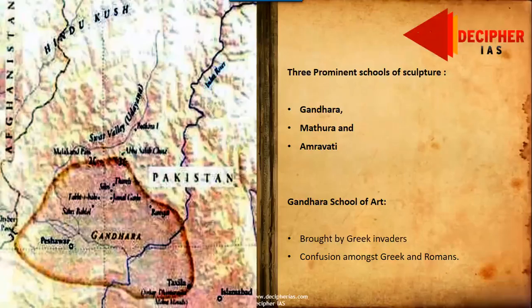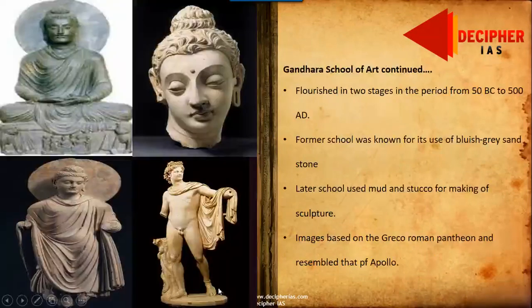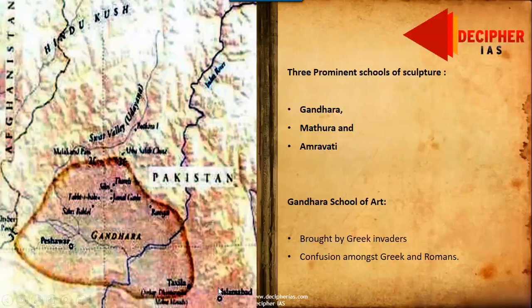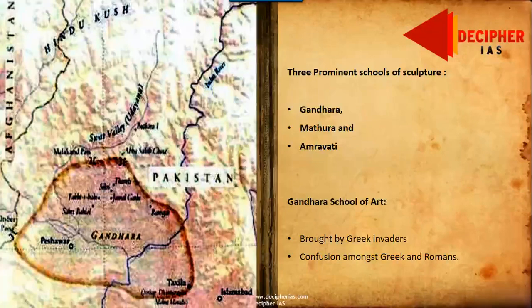These three prominent schools of art and sculpture developed in the period, and they developed in three different regions. These regions were Gandhara, Mathura, and Amravati. Just a moment, the slide is running automatically. I'm sorry. The points were, as I told you earlier, Gandhara, Mathura, and Amravati. First of all, we'll look at the Gandhara School of Art.